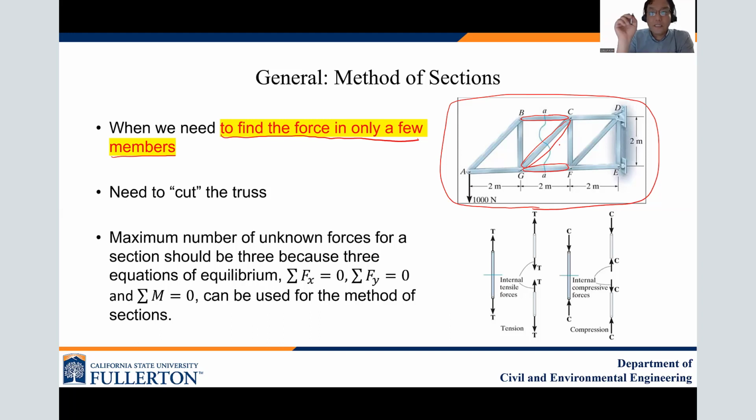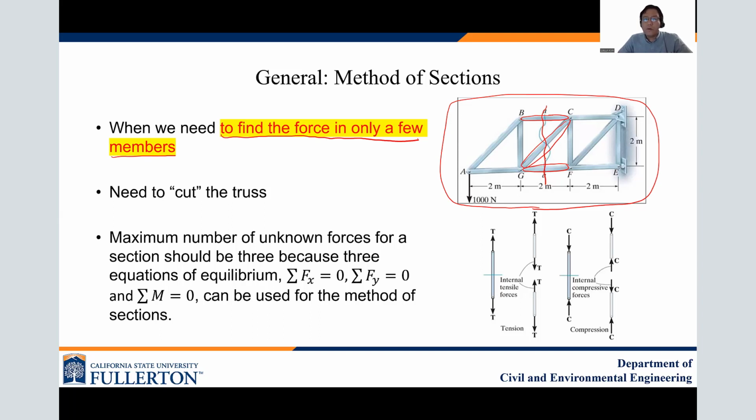In that case, instead of the method of joint, using the method of sections, the first step is to cut the members, like this. So there's a cut in the truss. The maximum number of unknown forces for a section should be 3 because 3 equations of equilibrium can be used for the method of sections. That is sigma Fx equals 0, sigma Fy equals 0, and sigma M equals 0.